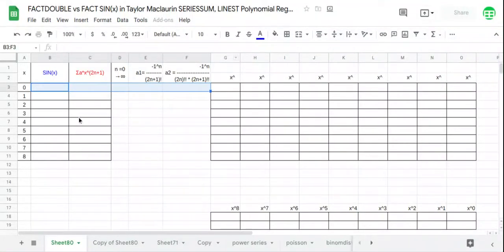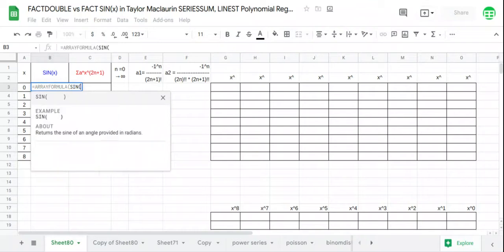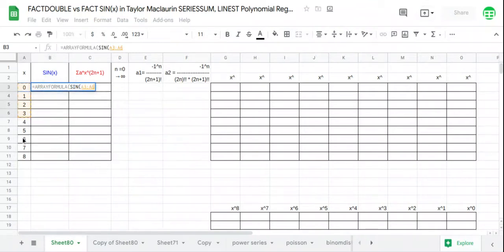In this video, we will use factorial and double factorial to generate the Taylor-Maclaurin series sum of the sine function. We begin with the sine function, which is equal to array formula, sine of the x values from 0 to 8.